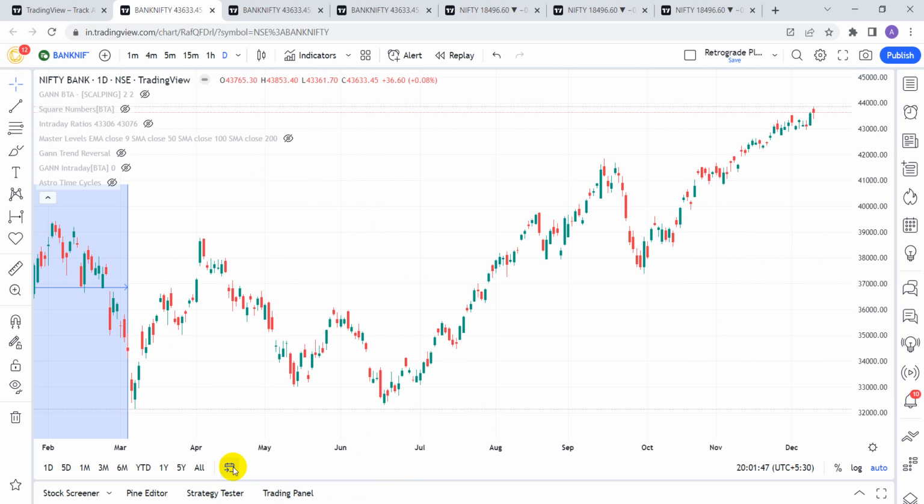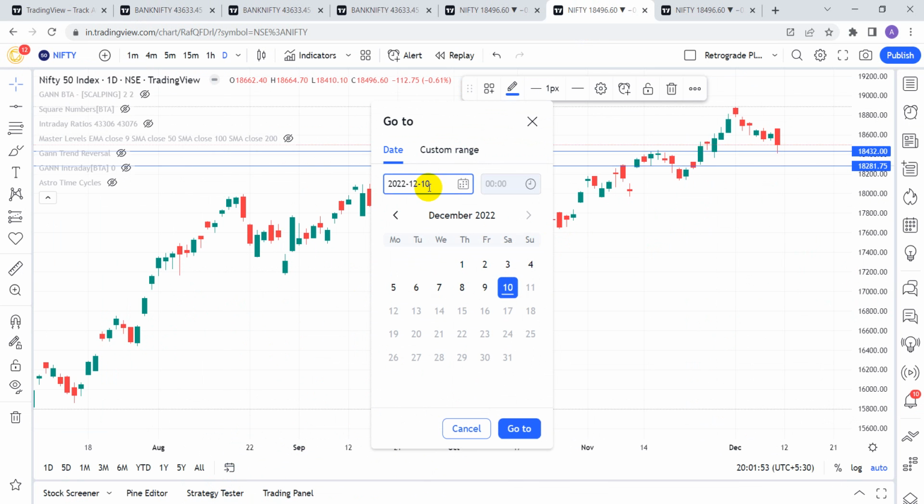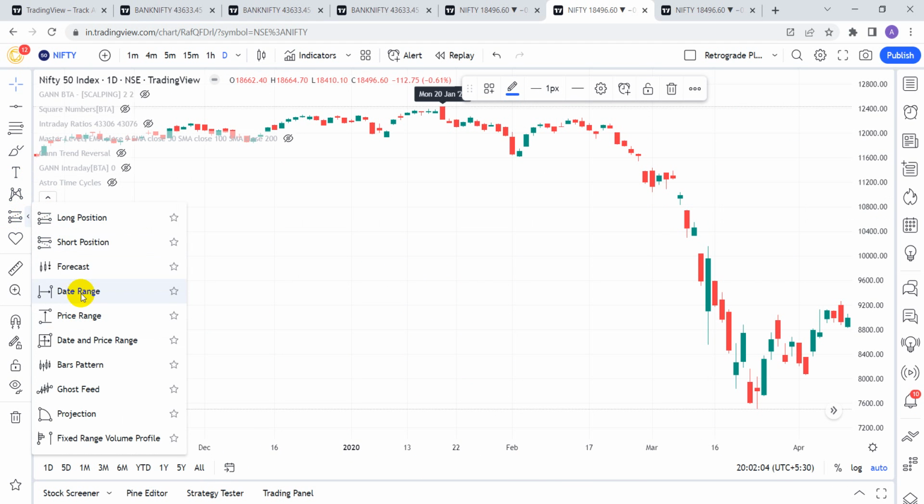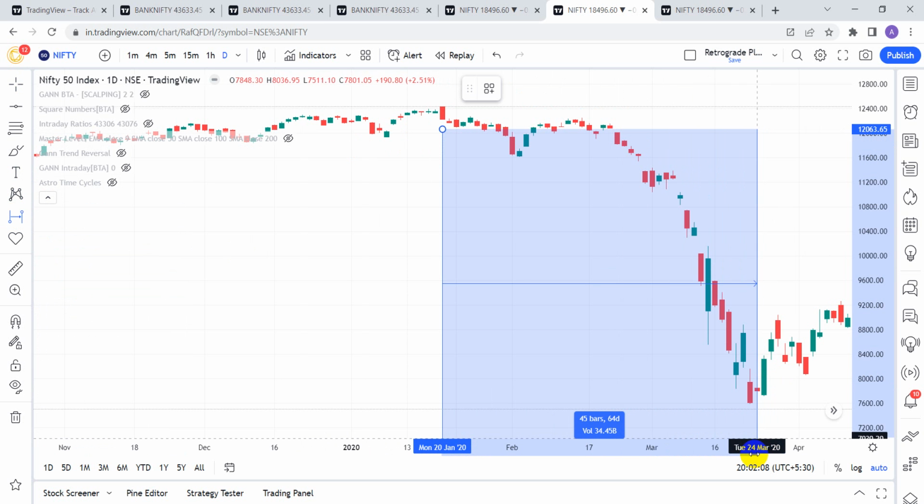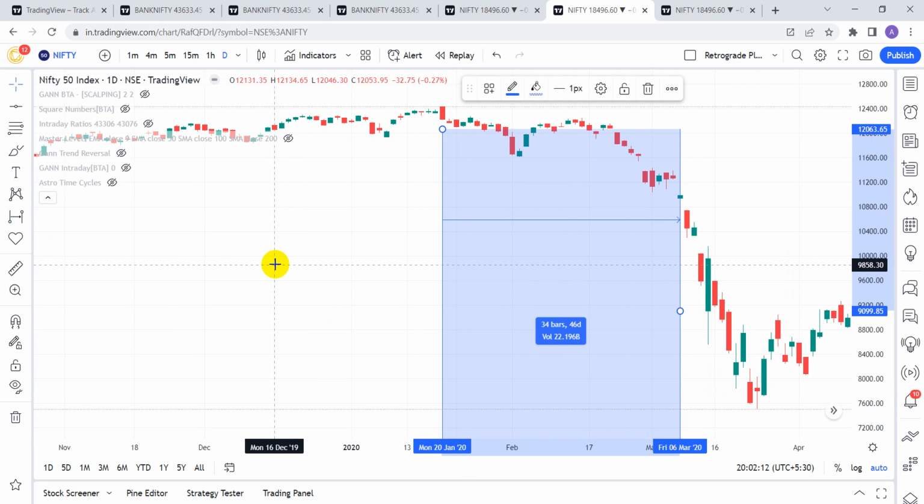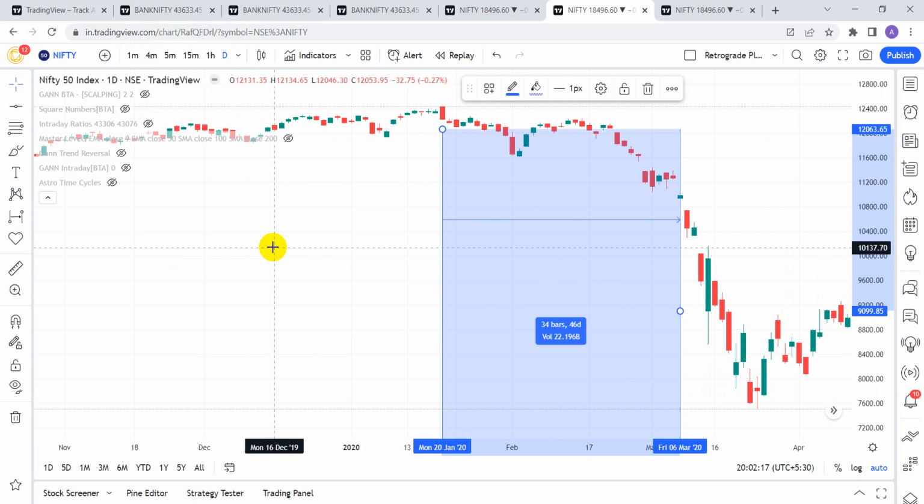Even if you remember the COVID top in Nifty, which was on 20th January 2020, this was the top of the market, and from here also, if you calculate 45 bars, you might see the major COVID bottom. So this is the 45th bar, right? Gann used to follow this technique a lot, and it can be applied on any time frame, any instrument, and you will see some important turning points in the market.